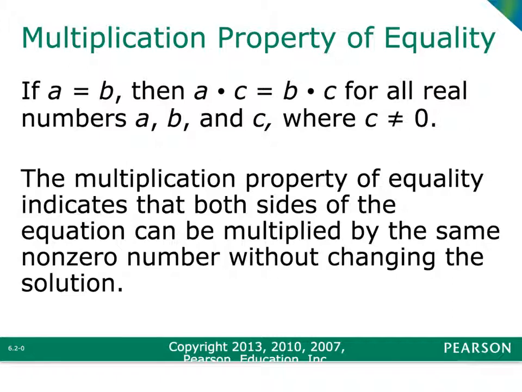The next property is the multiplication property. The multiplication property says that you are able to multiply both sides of the equation by the same number, and it will keep the equation equal.